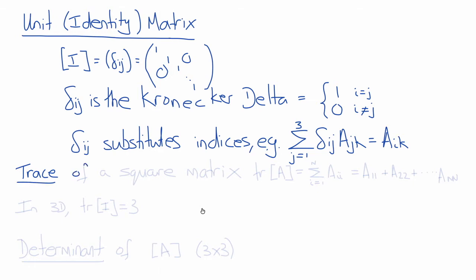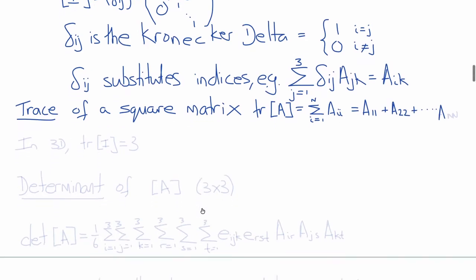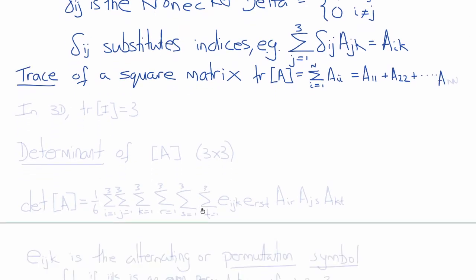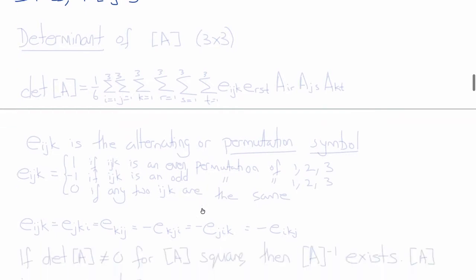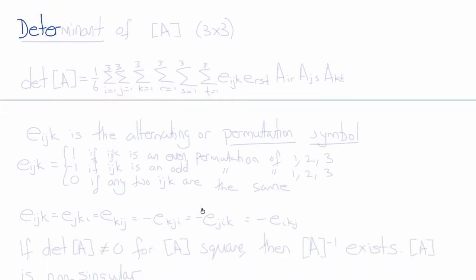Another property of a square matrix is the sum of the diagonal components, which is known as the trace of the matrix. So the trace of A is the sum from i equals 1 to n of A_ii, the diagonal components, or A11 plus A22 through to Ann. For a 3x3 identity matrix, the trace of I would equal 3: 1 plus 1 plus 1.